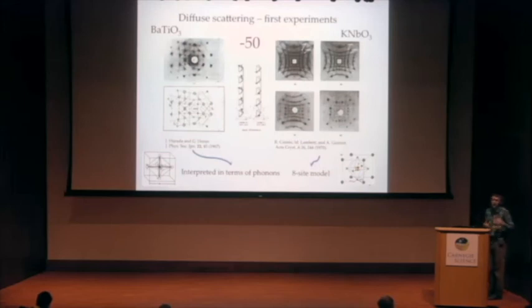Especially important was the observation in potassium niobate, where the results were much more clear and the diffuse scattering was much stronger. This group, Comes, Lambert and Guinier, could see in different phases how these sheets of diffuse scattering gradually disappear, and in the low temperature rhombohedral phase they are not there.